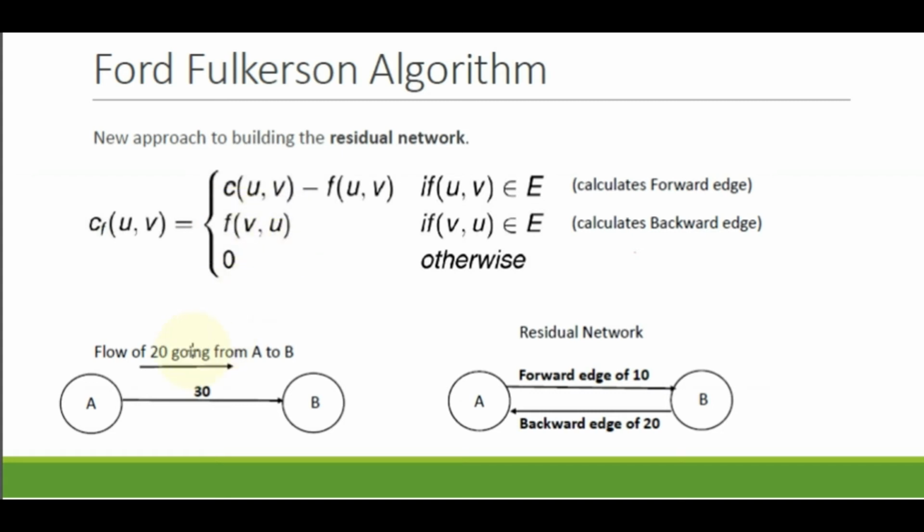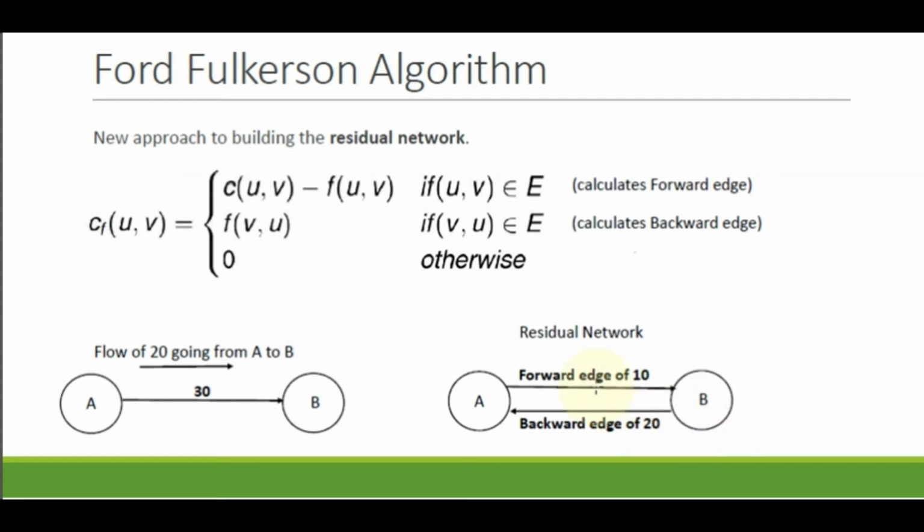So here is an example. We have an edge which has a capacity of 30 and a flow of 20 going from A to B. To calculate the residual network, first we calculate the forward edge, which is equal to the capacity minus the flow. So the forward edge is 30 minus 20, and the backward edge is equal to the flow. So it has the backward edge of 20.